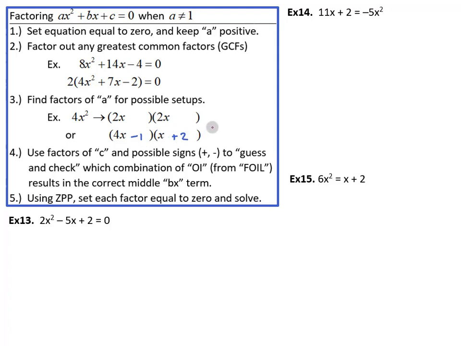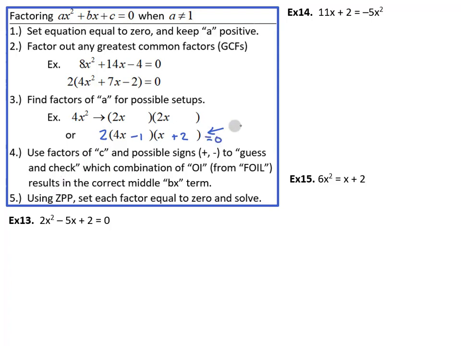All right, if this is the answer you came up with, hats off to you. Yes, our outer two terms here would give us positive 8x. Our inner two would give us negative 1, resulting in a positive 7x. So these would be our two factors from the quadratic, and we'd still have a 2 on the outside.